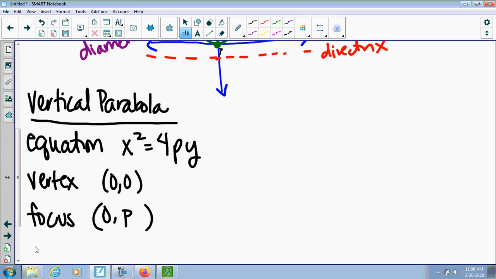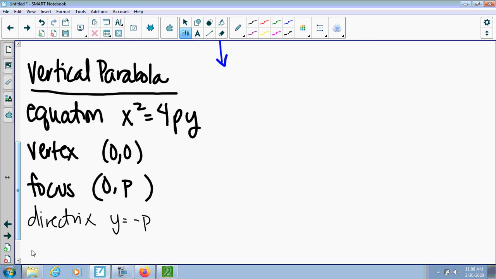So the equation of our directrix is the line y equals negative p, because it's in the opposite direction from our vertex. Okay? And then our focal diameter is 4p. Okay? Some people do the absolute value because it's a distance, but just remember your diameter is going to be a positive difference, like a distance. I guess we could do that just so you can see it.